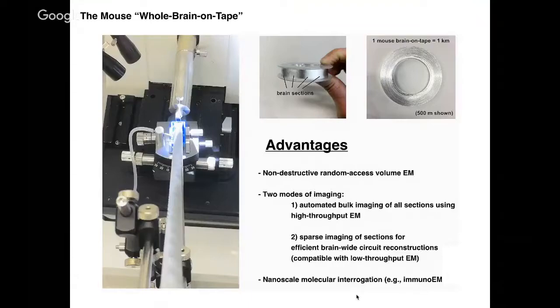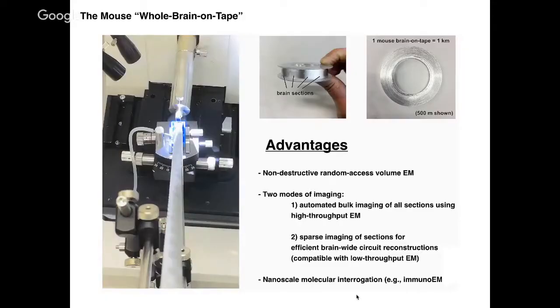The second advantage is that there are 2 modes of imaging the brain on tape. One is to just do automated bulk imaging of everything on the tape using high throughput EM. You can do that by either using multi-SEM, these multi-beam SEMs, or you can just cut the tape up into a bunch of strips and send each one off to a bunch of single beam or multi-SEMs if you want to increase the throughput. But the other mode is just to do sparse imaging of the sections for efficient reconstructions of just certain subcircuits that you're interested in, which is compatible with the lower throughput single beam EM. You don't have to image the entire tape to get at brain-wide circuits.